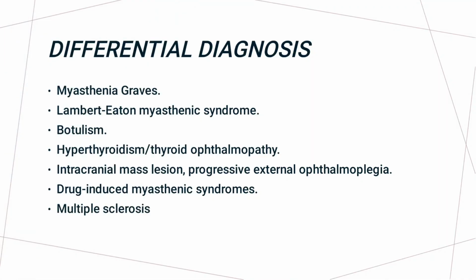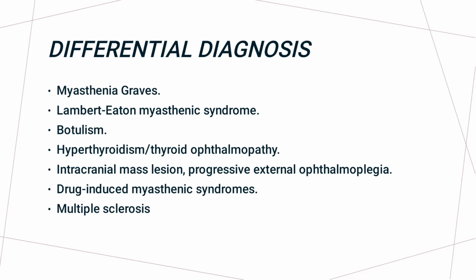Okay, so our differentials start with myasthenia gravis, which is the most likely diagnosis in this case. Lambert-Eaton myasthenic syndrome. Botulism toxin, and hyperthyroidism, which is thyroid ophthalmopathy. It could also be an intracranial mass lesion, or progressive external ophthalmoplegia, which is a mass compressing in the region of the eye. That's also another probability. And the further down we go, the less likely, from intracranial mass to drug-induced myasthenic syndrome, to the last one, which is multiple sclerosis.